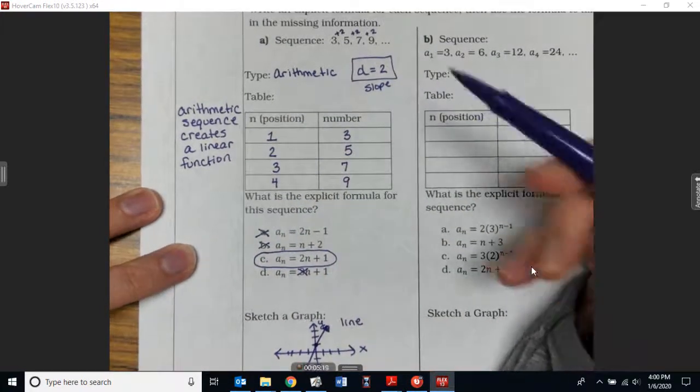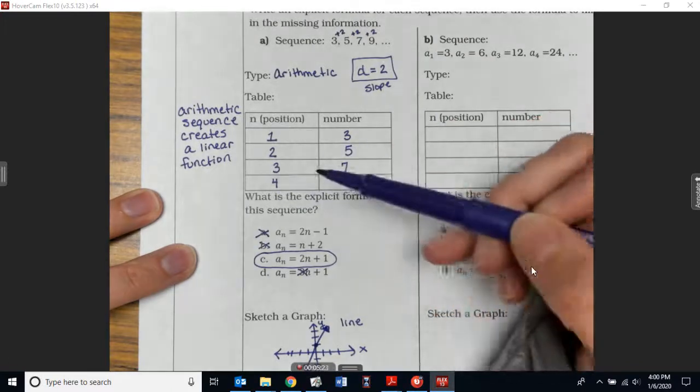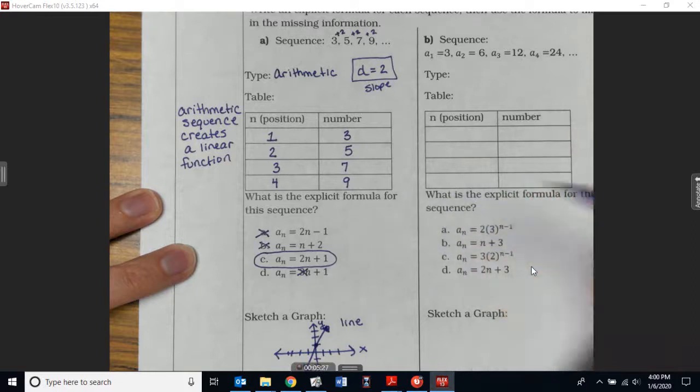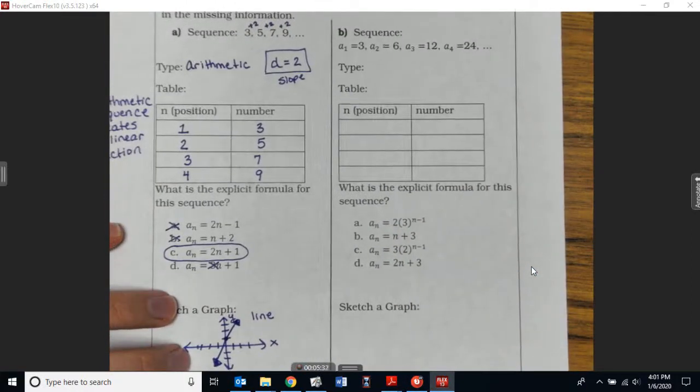And again, the thing I really need you to understand is how we created this table, because if you can make the table, then you should be able to use your calculator to get the rest of the answers. All right, let's go look at example B.